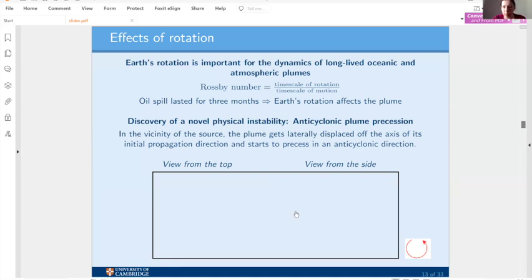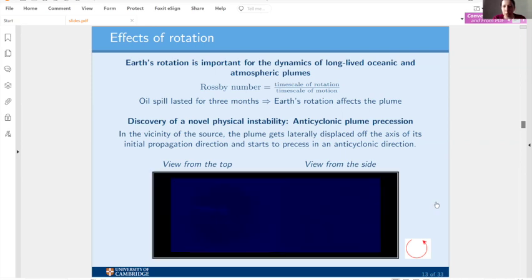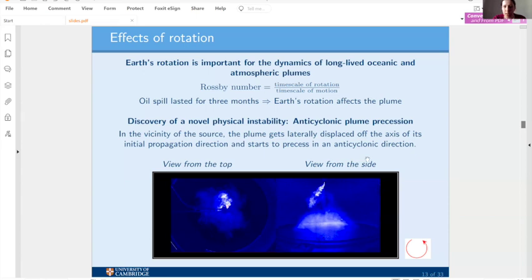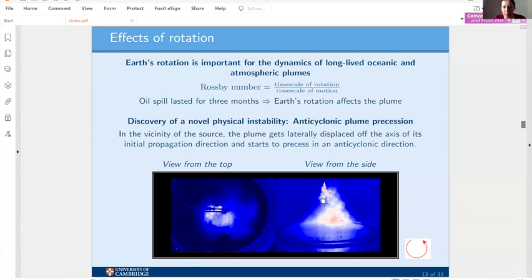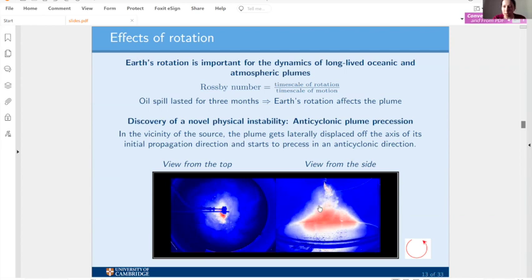When we conducted the experiments on plumes in a rotating environment, we discovered a novel instability in the plume dynamics. Here you can see the experimental view from the top, and on the right-hand side you can see the experimental view from the side. As you can see, in a rotating environment, the plume axis doesn't stay vertical. Instead, it is laterally deflected after approximately 1 rotation period. And once it is laterally deflected, it starts to precess into the anticyclonic direction.